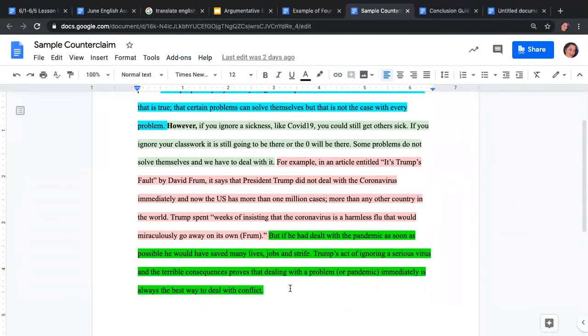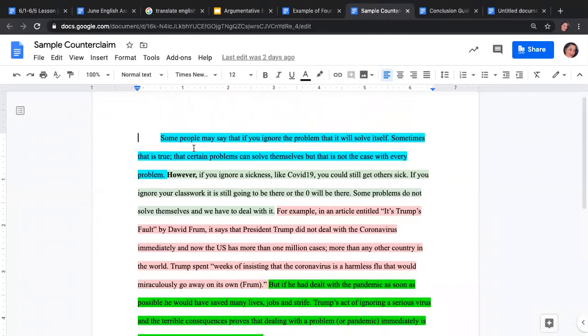And actually, it looks like my concluding sentences really wrap up my paragraph. So using part of my concluding sentence is probably a good idea to put into my conclusion. But if Trump had dealt with the pandemic as soon as possible, he would have saved many lives, jobs, and strife. Trump's act of ignoring the serious virus and terrible consequences proves that dealing with the problem or pandemic immediately is always the best way to deal with conflict. I can put that in there.